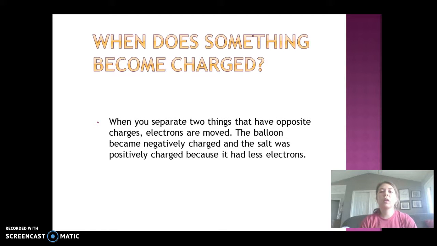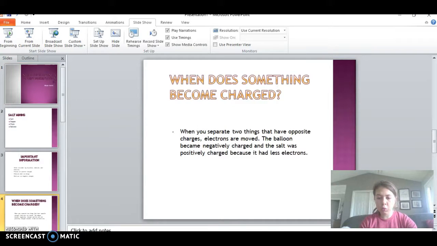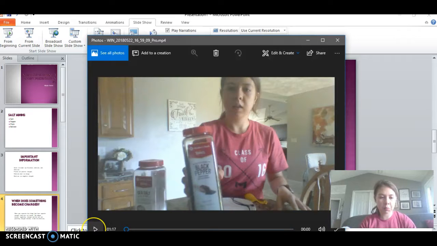Another thing that is worth noting is when does something become charged? So when you separate two things that have opposite charges, electrons are moved. Whenever I took the balloon and separated it from my hair, it took electrons from my hair and they were transferred onto the balloon. That means that the balloon became more negatively charged compared to the salt and pepper, so that's why the salt and pepper were attracted to the balloon because of the difference. Now I'm going to show you the video of me doing the experiment.